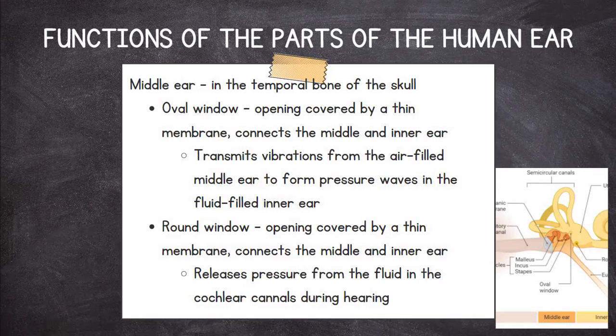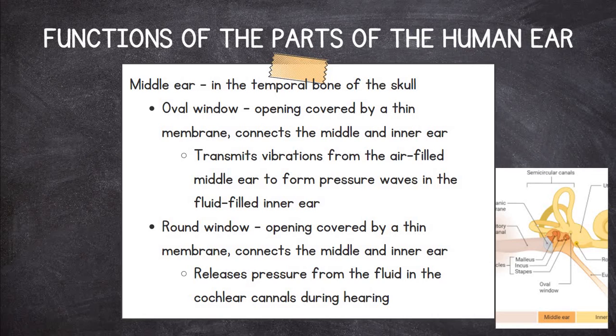Now this brings us obviously to the oval window, and the oval window is an opening covered by a thin membrane which connects the middle and inner ear. Okay, so again here we have a thin membrane, just like with the tympanic membrane, and it connects the middle ear and the inner ear.